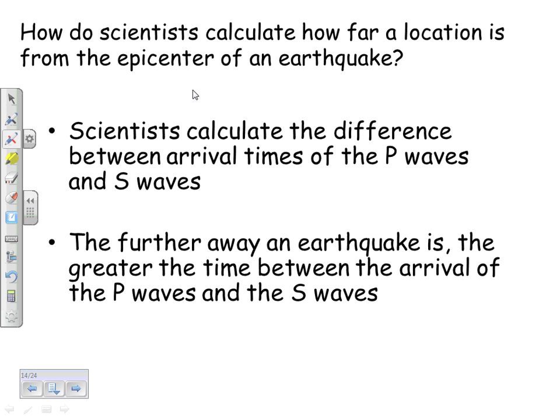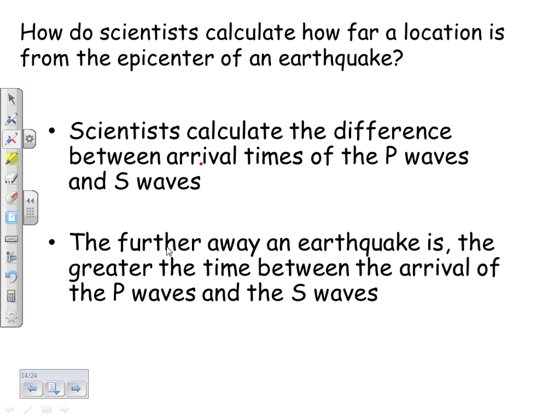Okay, now this is what we're going to do in class. We're going to be like seismologists, and we're going to calculate how far a location is from the epicenter of an earthquake. So we're going to take seismogram data, looking at the P waves and the S waves and their arrival times to a particular seismograph station, and be able to calculate exactly where that focus or the epicenter of the earthquake is.